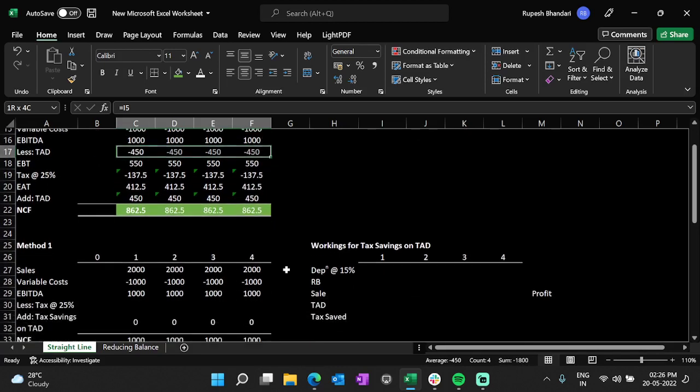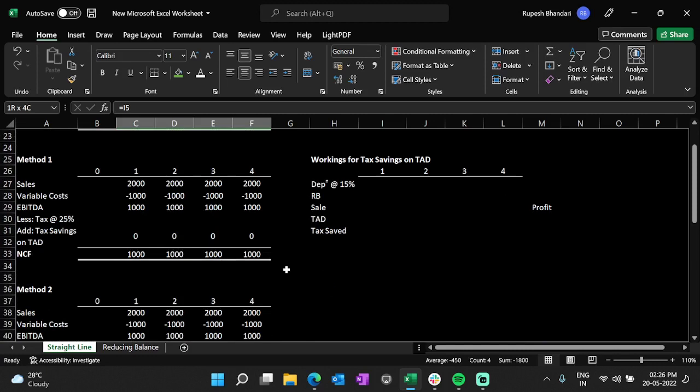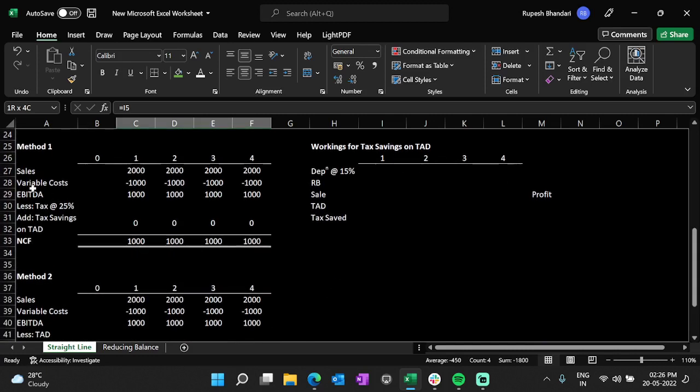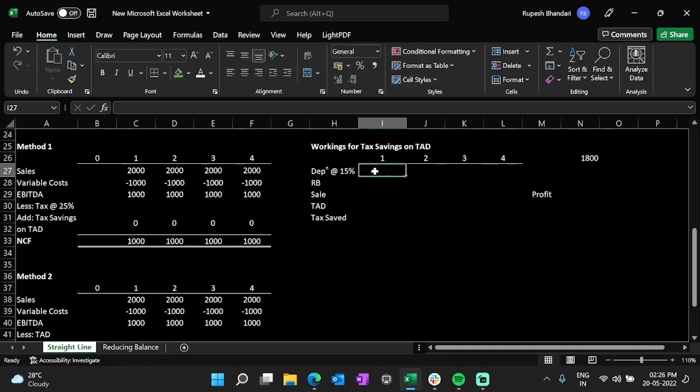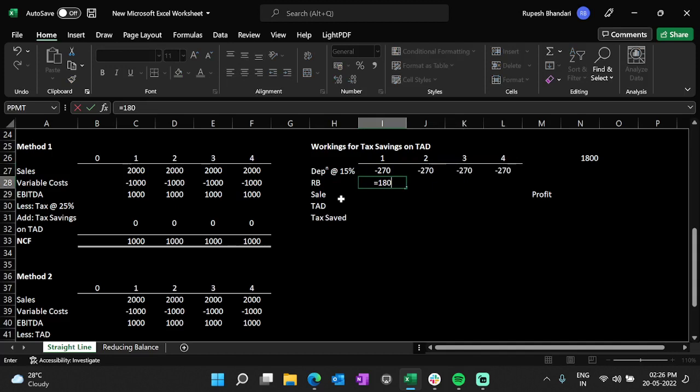So let's look at another case, using method 1 and method 2. We've got the same sales, same variable EBITDA, same tax rate, just the depreciation rate is a bit different. 1800 is the purchase price. So 1800 times minus 0.15, minus 270, which is the same for every other year. And then 1800 plus this amount gives us the remaining balance.